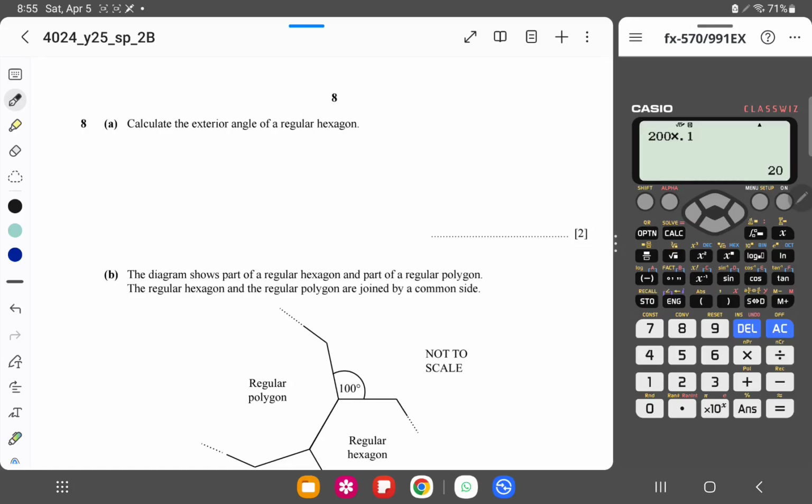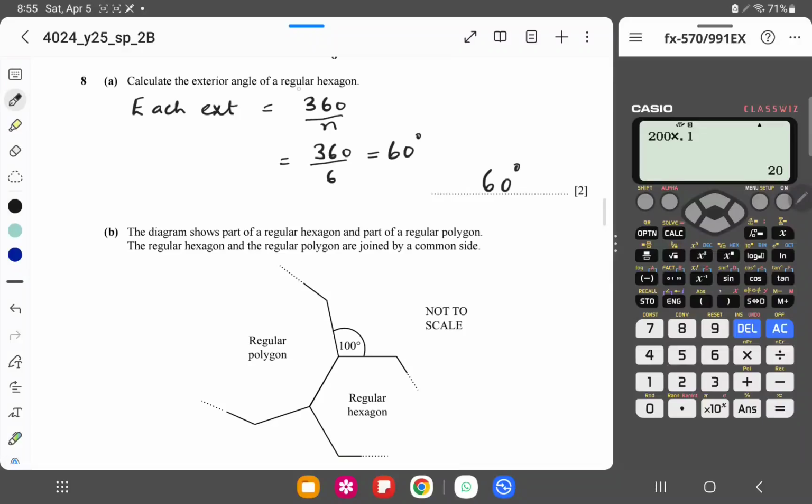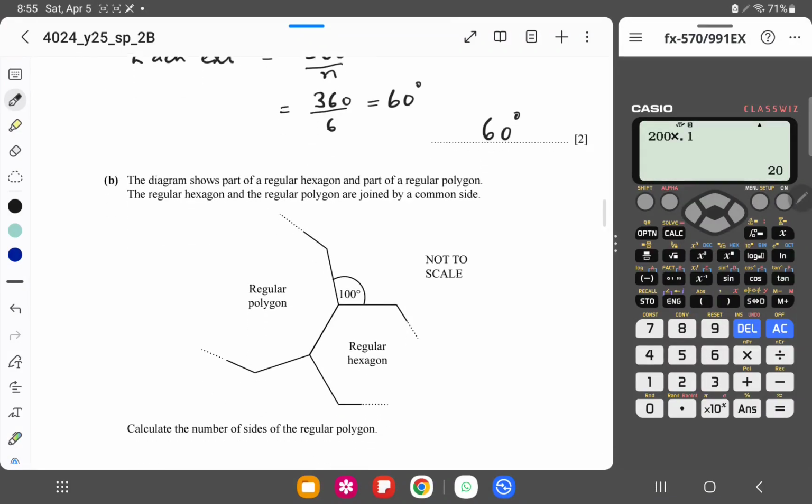A hexagon has 6 sides. The sum of exterior angles is 360 degrees. So each exterior angle, which is a fixed formula, is 360 over n. They are just asking us to find each exterior angle. We have 6 sides in a hexagon, so 360 over 6. 6 times 6 is 36, so 60 degrees is each exterior angle of a regular hexagon. Regular means all sides and all angles are equal.